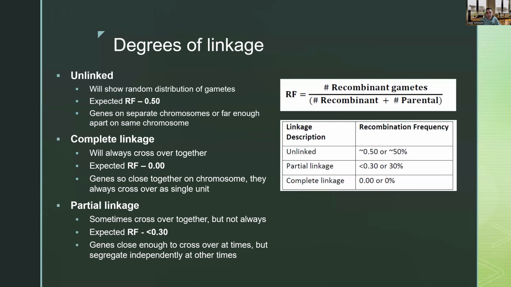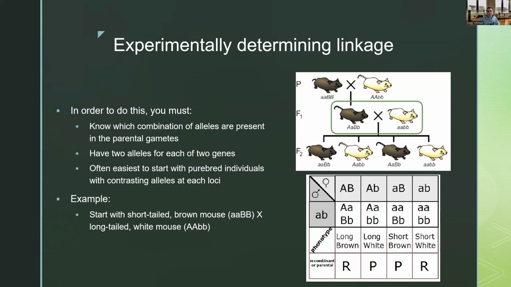So in terms of degrees of linkage, unlinked will always show a random distribution of gametes. So you'll get that Mendelian output, right? Those Mendelian genotypic ratios when you do crosses with these. Expected recombination frequency is 0.5. You'll often get between 0.4 and 0.6. All right. Complete linkage, the expected recombination frequency is 0. In reality, depending on how many times you do the cross, you might actually get some amount of recombination there, but it's going to be very, very close to 0. And then partial linkage, like I said, close enough to cross over at times, but also may segregate independently at other times. Partial linkage is what we call it.